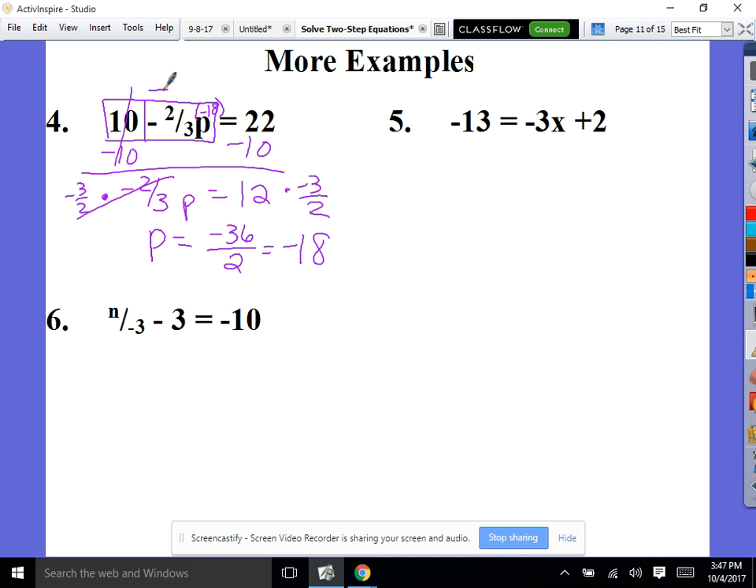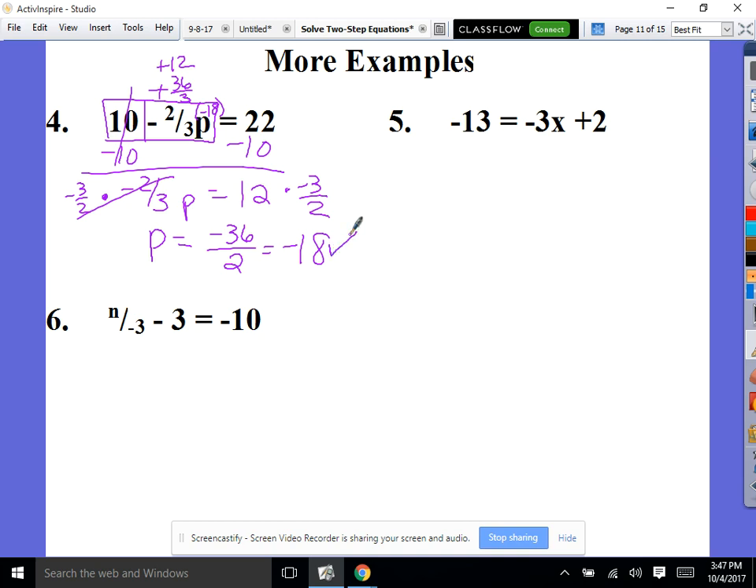So let's see. We're subtracting. Actually, it's going to be addition because we have a negative times a negative. So 18 times 2 is 36 divided by 3, which would be plus 12. 10 plus 12 equals 22.